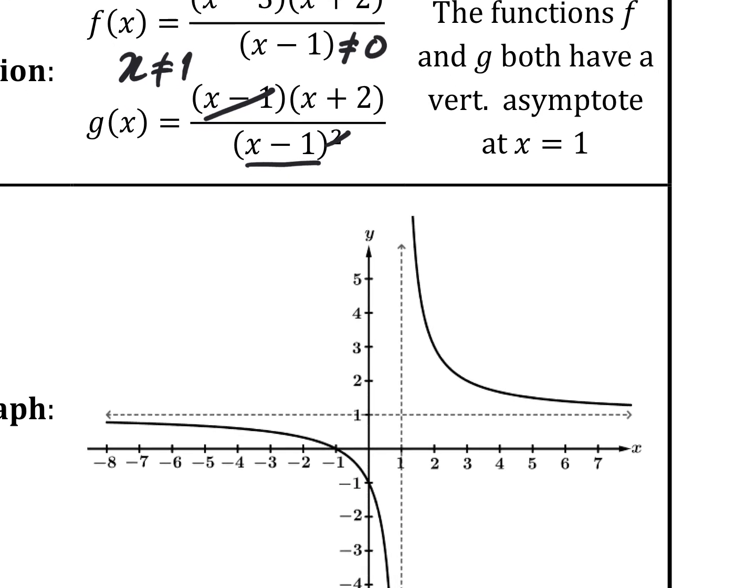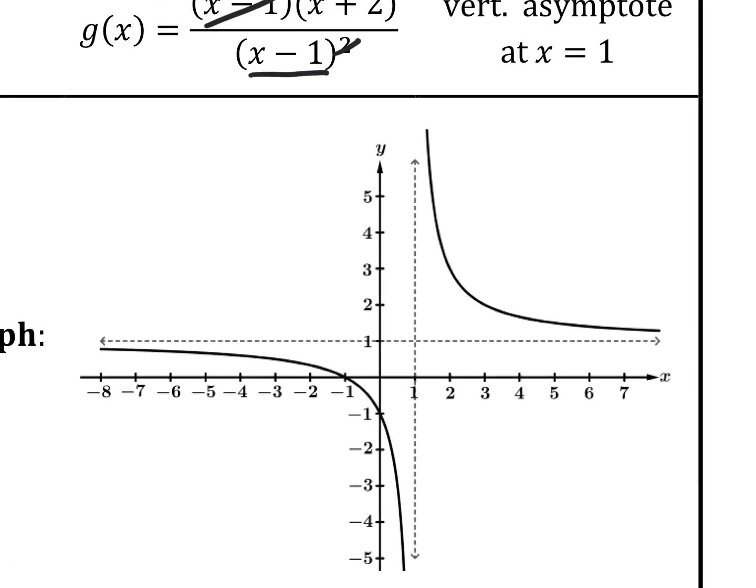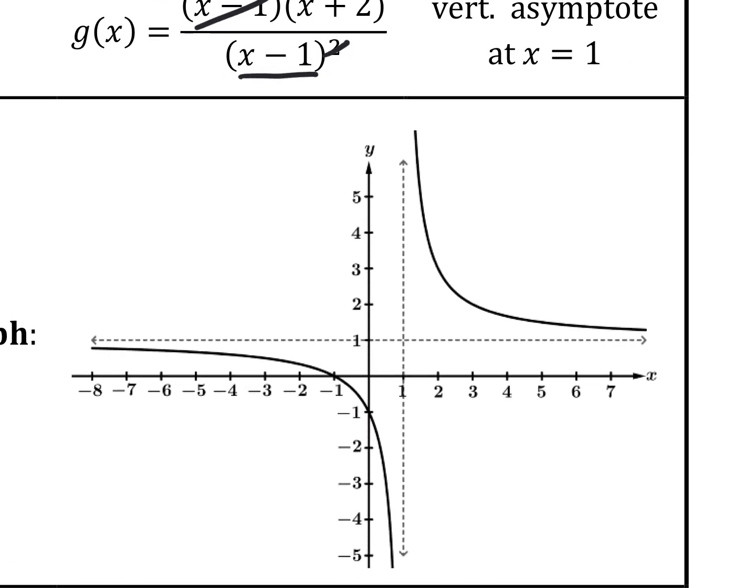Now let's look at and scrutinize the graph. If you look at the graph, our vertical asymptote here is located at x equals 1, this part.